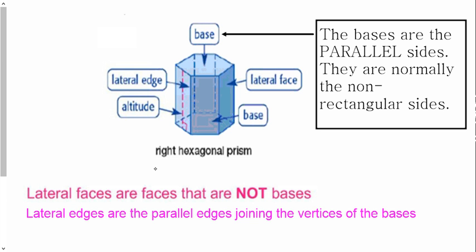The lateral faces are the faces that are not the bases. So they're normally the rectangular faces. And the lateral edges are the parallel edges joining the vertices of the base. So these right here are the edges. It's not the edges around the base, it's the edges connecting the bases together. And the altitude is just the height, so it's the distance from one base to another.